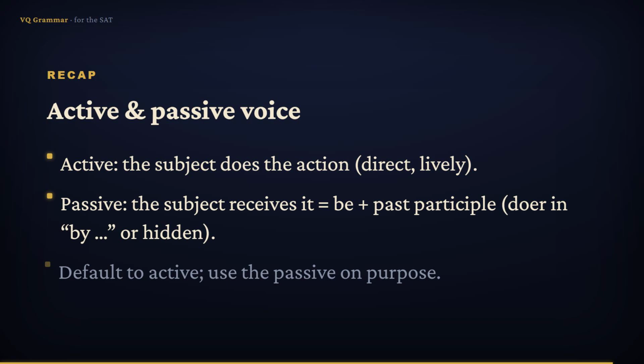To flip between them, swap the doer and the receiver. As a rule, prefer the active for directness and choose the passive only when you have a reason.